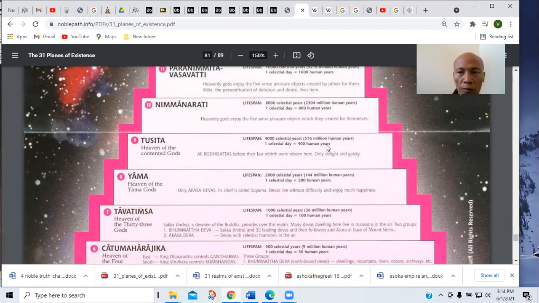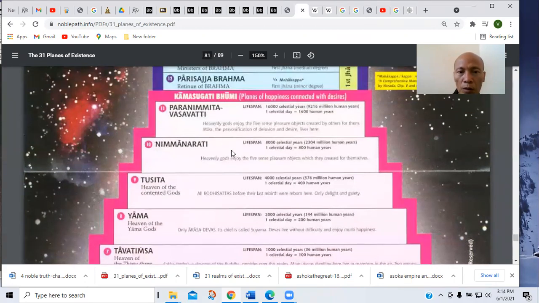So this is their lifespan. And according to the Buddhist view, Maitreya Bodhisattva, the future Buddha, lives in this Tushita heaven, and he will come down to attain Buddhahood, become Buddha, probably around 576 million years from now.